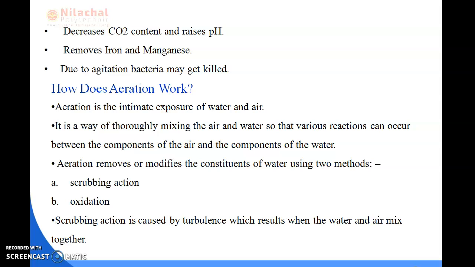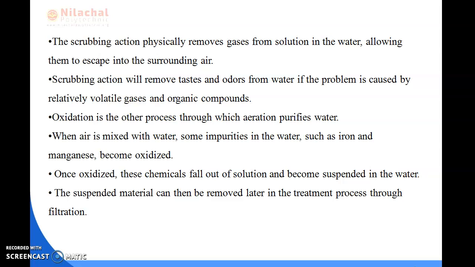Aeration is an intimate exposure of the water and the air, and it mainly works by two methods: the scrubbing action and oxidation. Scrubbing action is mainly caused by the turbulence which results when the water and the air mix with each other, and the scrubbing action mainly removes the taste and odor from the water.